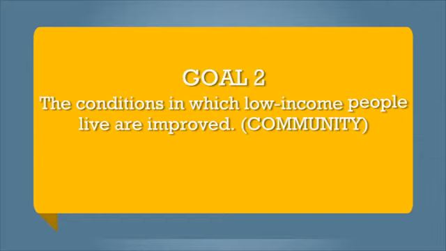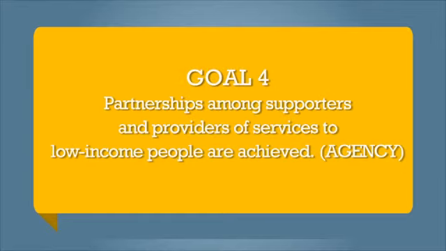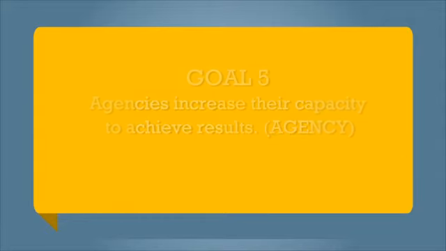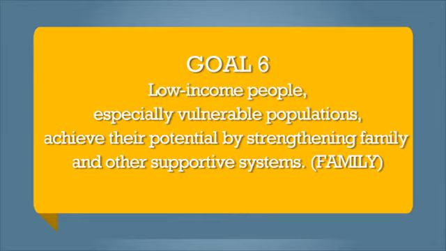Goal 2. This is a community-oriented goal. The conditions in which low-income people live are improved. Goal 3, this is a community-oriented goal. Low-income people own a stake in their community. Goal 4, this is an agency-oriented goal. Partnerships among supporters and providers of services to low-income people are achieved. Goal 5, this is an agency-oriented goal. Agencies increase their capacity to achieve results. And Goal 6, this is a family-oriented goal. Low-income people, especially vulnerable populations, achieve their potential by strengthening family and other support systems.